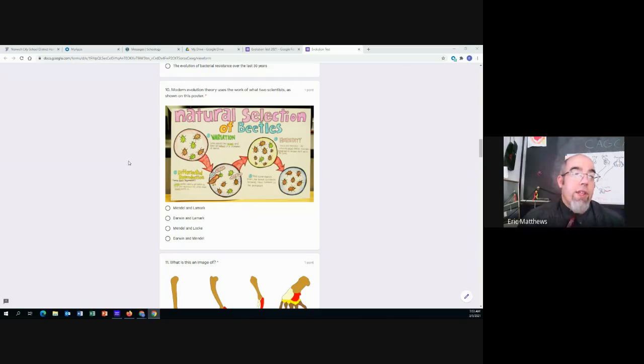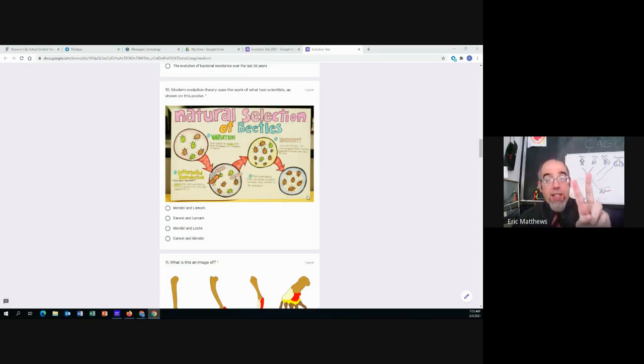All right. So, modern evolution theory, that's important, modern, uses the work of what two scientists, as is shown on this poster. So it says the natural selection of beetles. First, we talk about the variation that they have. Then we talk about their differential reproduction based on what's good and what's not, the heredity that passes on the good trait, and then finally what the new population looks like.